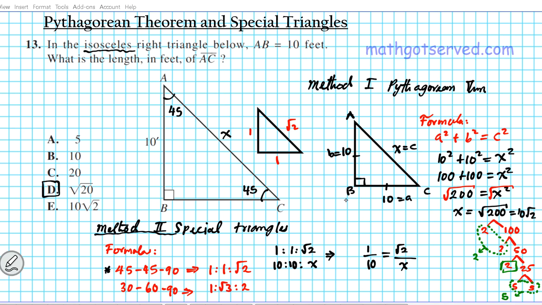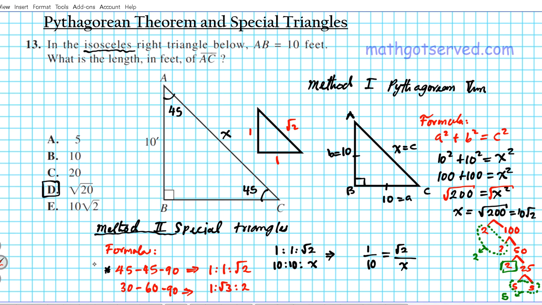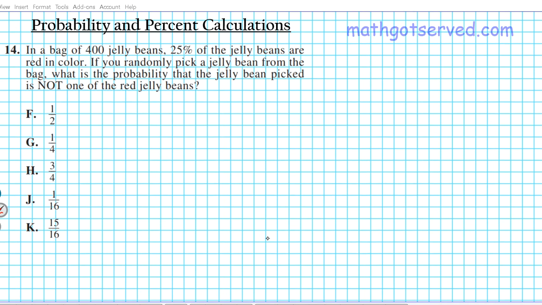All right, so now we have a proportion that we can simply solve algebraically. And if we want to solve this proportion, we just cross multiply. Okay, so when we cross multiply, we have x equals 10 root 2. And there goes our final answer for question 13, which harmonizes with what we got earlier when we applied the Pythagorean theorem.